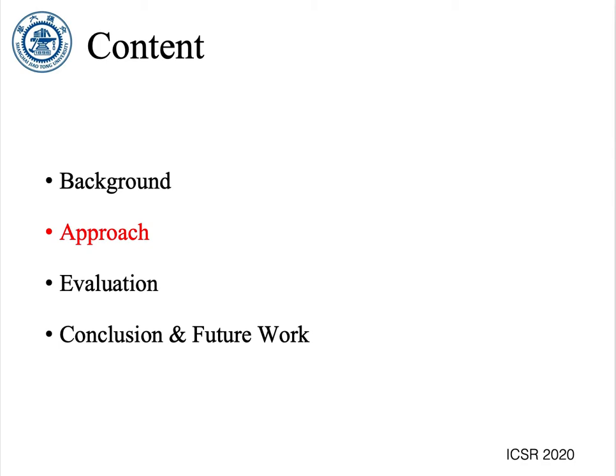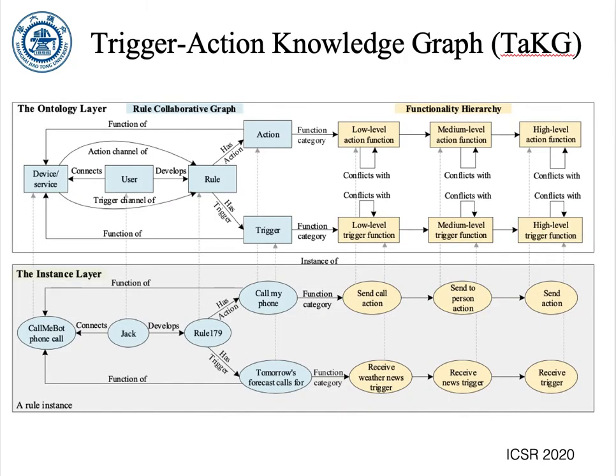Now, I will detail our approach to solve these problems. Firstly, we build a trigger action knowledge graph, TAC, to provide more site information. TAC is a trigger action knowledge graph modeling trigger action rules, devices or services, users, and their relationships.